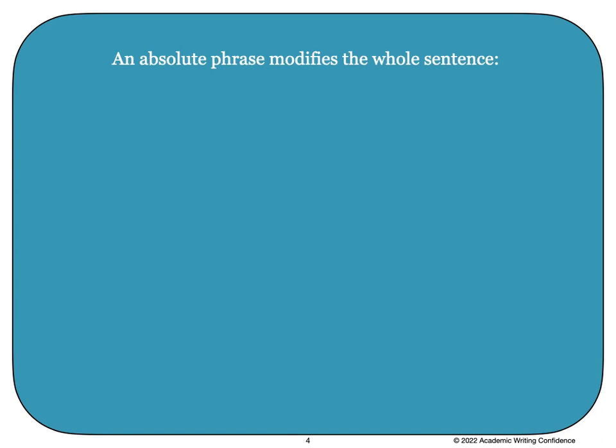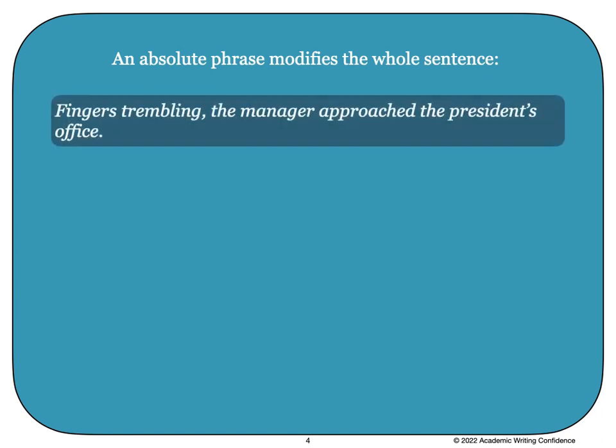Let's use our examples in a sentence. Fingers trembling, the manager approached the president's office. The main sentence here is, the manager approached the president's office. How did he approach? Fingers trembling. The phrase explains or modifies more about the main sentence, about how the manager approached the office.